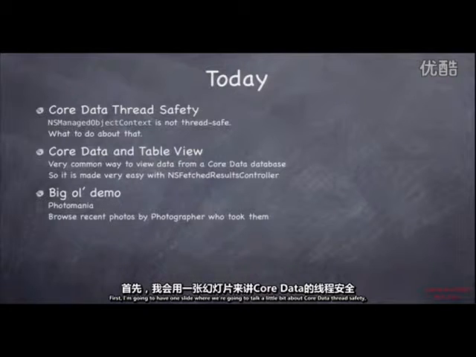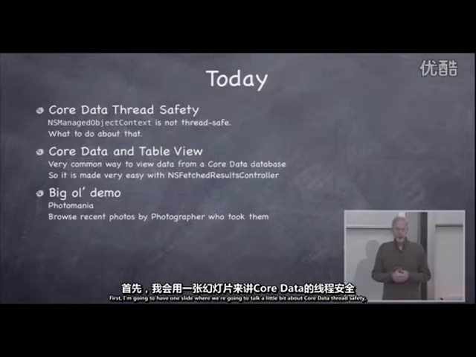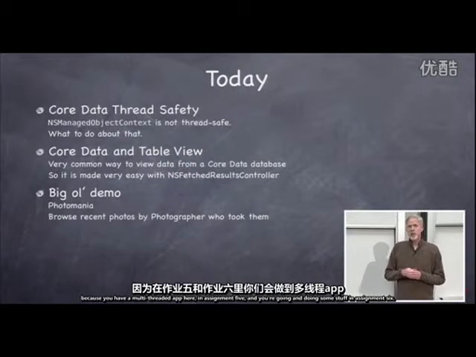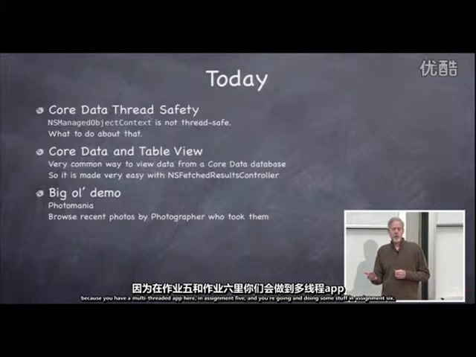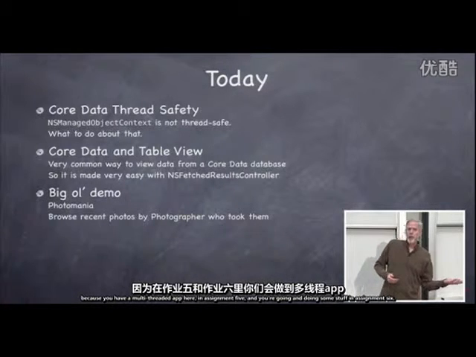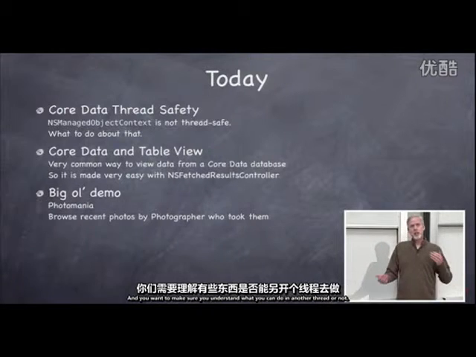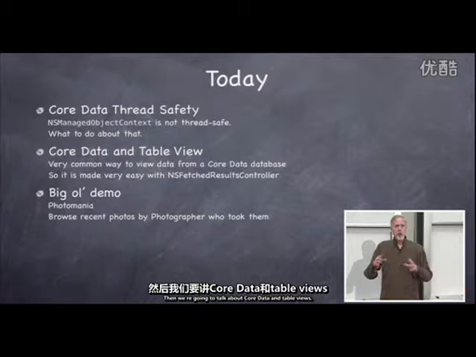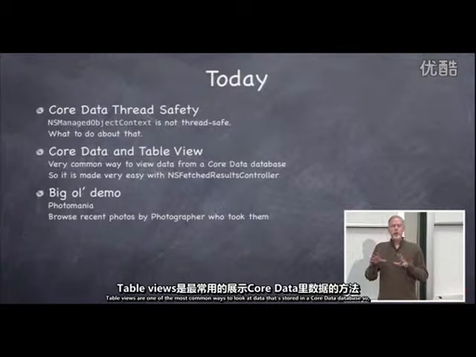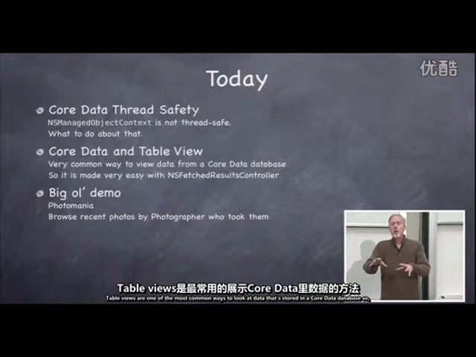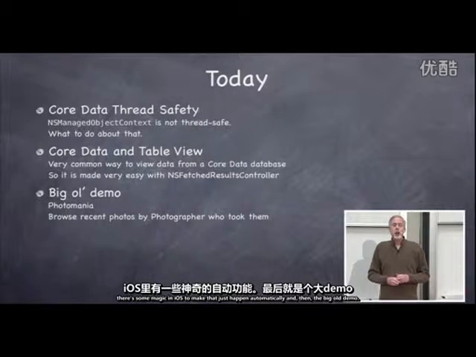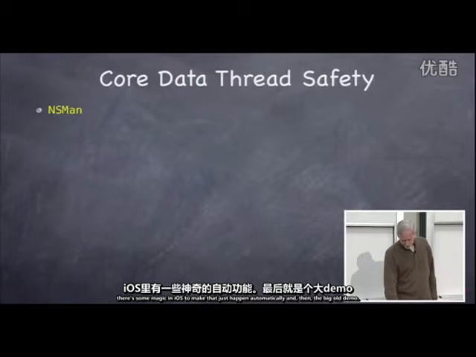First, I'm going to have one slide where we're going to talk a little bit about Core Data's thread safety, because you have a multi-threaded app in Assignment 5, and you're going to be doing some stuff in Assignment 6, and you want to make sure you understand what you can do in another thread and not. Then we're going to talk about core data and table views. Table views are one of the most common ways to look at data that's stored in a core data database, and so there's some magic in iOS to make that just happen automatically. And then the big old demo.